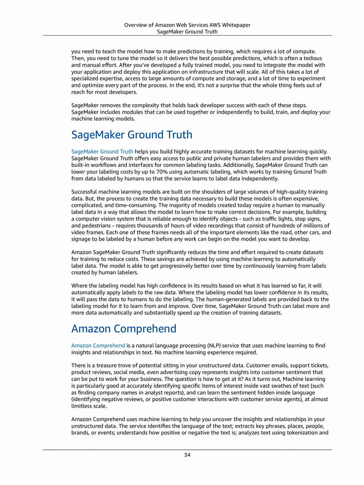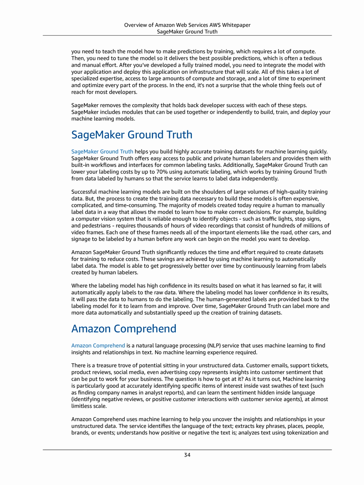For example, building a computer vision system that is reliable enough to identify objects, such as traffic lights, stop signs, and pedestrians, requires thousands of hours of video recordings that consist of hundreds of millions of video frames. Each one of these frames needs all of the important elements like the road, other cars, and signage to be labeled by a human before any work can begin on the model you want to develop.